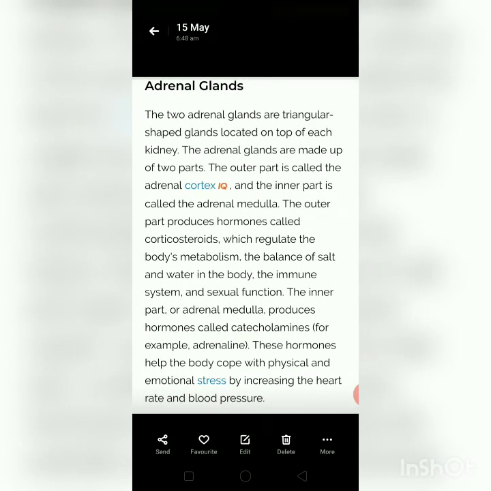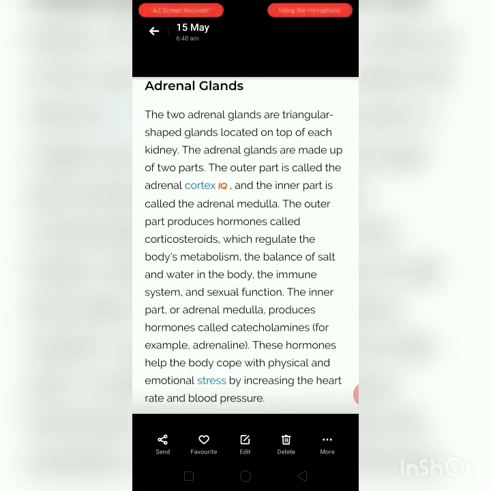Adrenal gland. The two adrenal glands are triangular shaped glands located on the top of each kidney. The adrenal glands are made up of two parts. The outer part is called the adrenal cortex and the inner part is called the adrenal medulla. The outer part produces hormones called corticosteroids, which regulate the body's metabolism, the balance of salt and water in the body, the immune system and sexual function.